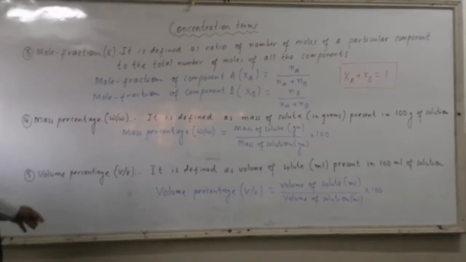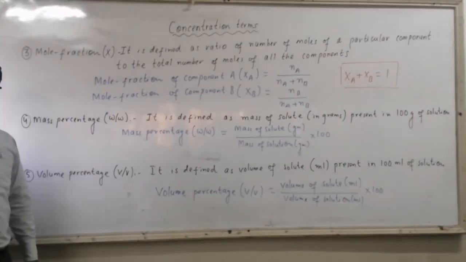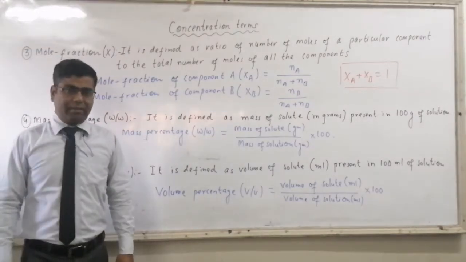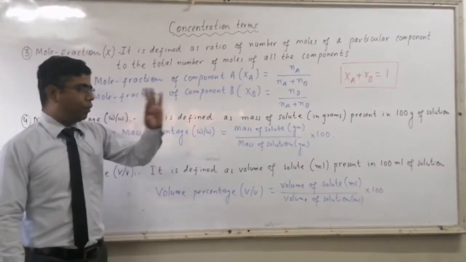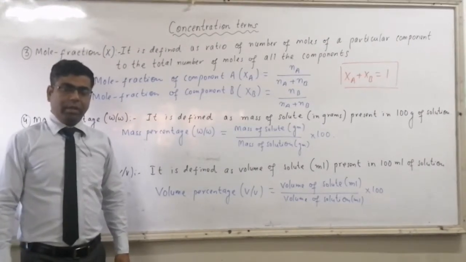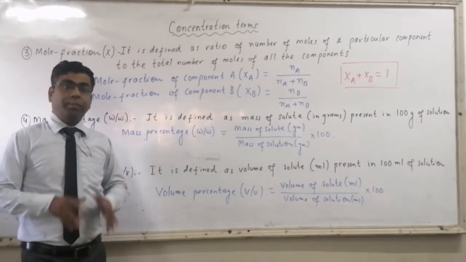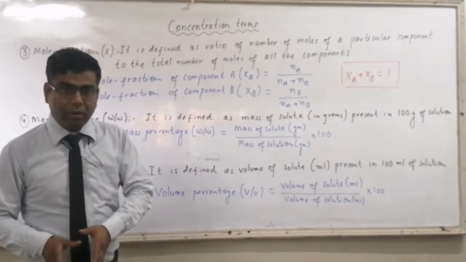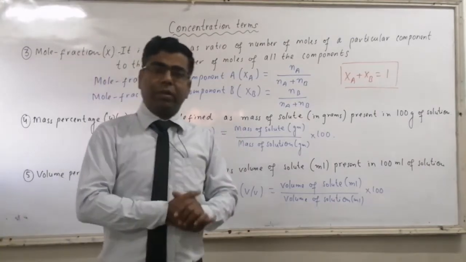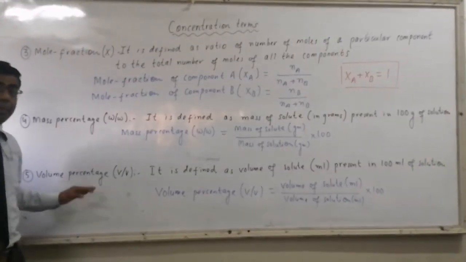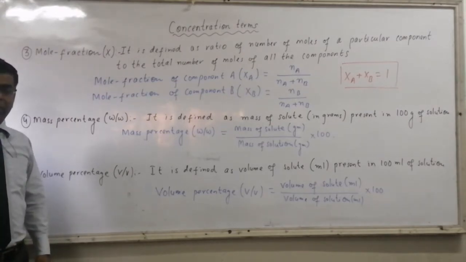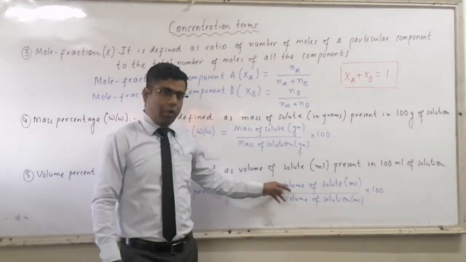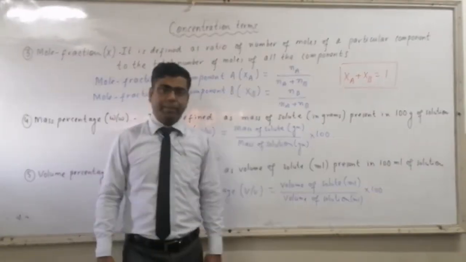And at last we have volume percentage. How is it defined? It is defined as the volume of solute in milliliters present in 100 ml of solution. Again we are defining it per 100 ml of solution. Volume of solute per 100 ml of solution. That's why it is called volume percentage. Formula: volume percentage is equal to volume of solute divided by volume of solution, into 100.